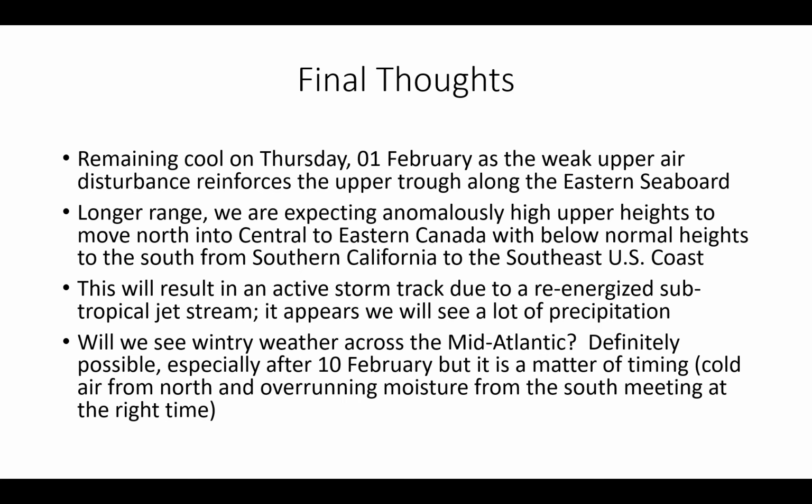In the longer range, we are expecting anomalously high upper level heights to move north into central to eastern Canada. I showed that on the ensembles. We're going to see below normal heights beneath that to the south, extending from Southern California to the southeast U.S. coast by the 5th of February. And this is going to result in a more active storm track. We're going to have a more re-energized subtropical jet stream, moving that moisture from west to east, from Southern California through the southern U.S., and then back up into the southeast, potentially up to the mid-Atlantic.